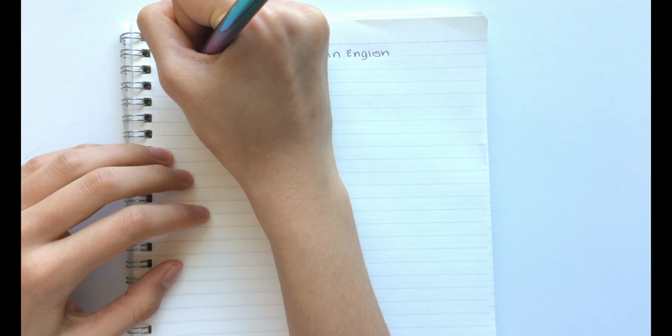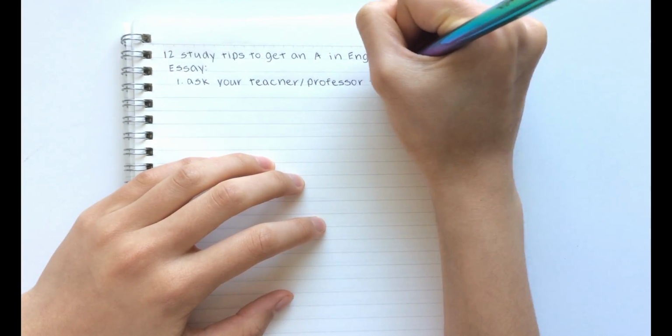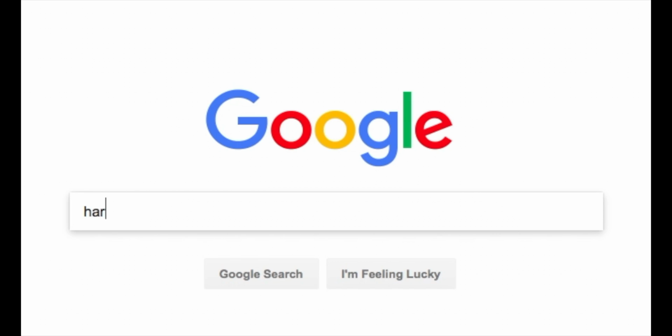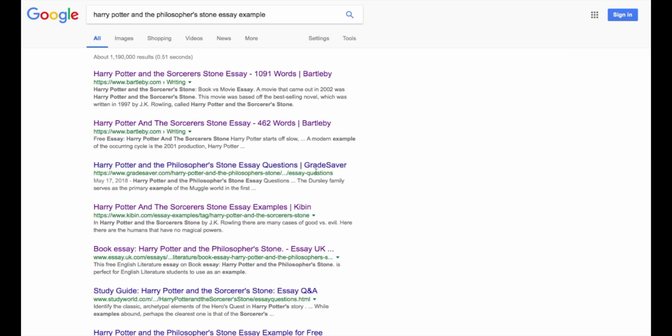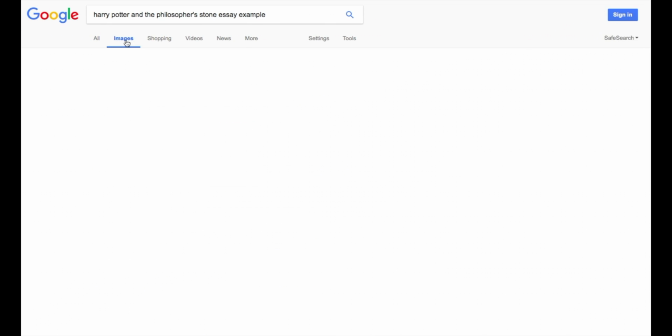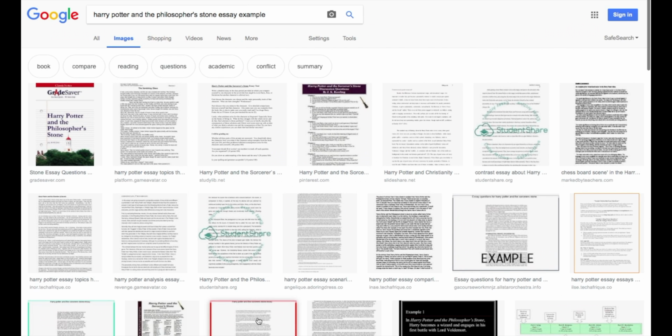The first studying tip for essay writing is to ask your teacher or professor for an example essay. So I know that not all teachers do this, but I always make sure to ask anyway because having an example as a guide definitely keeps you on track. If they do not give you an example, searching the internet for one is definitely worth your while.